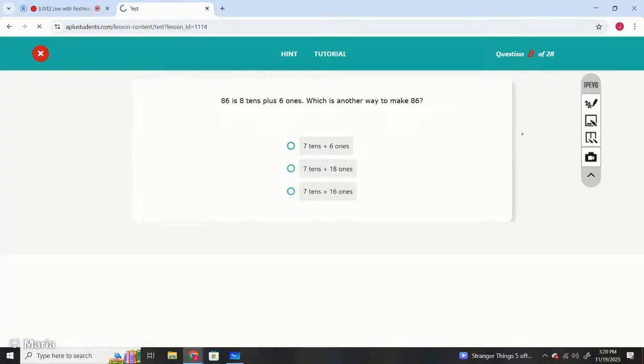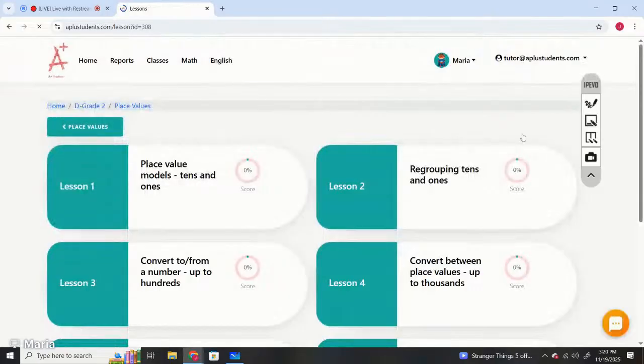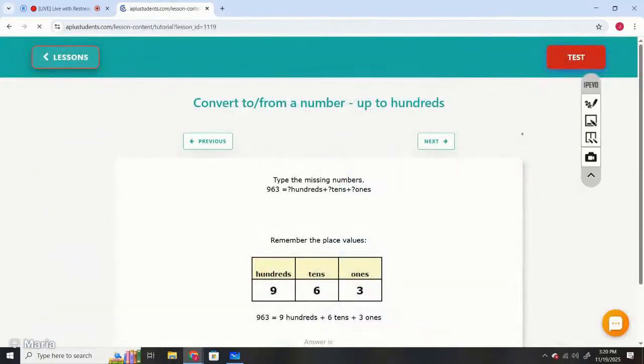Okay, you can complete it by yourself later today. So let's just move on to the next lesson. The next lesson is convert to a number up to 100. So let's just start with the lesson.